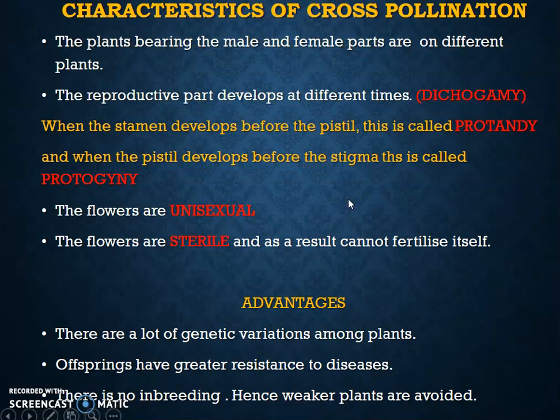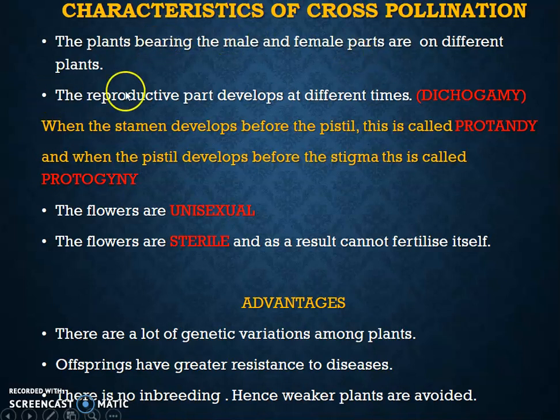Now, characteristics of a cross-pollinated flower. We have 1, the male and the female parts are on different plants, because it has to pick the pollen grain from somewhere to another place. One plant will have the pollen grain, and another plant will have the stigma. So those plants normally have the male and the female parts separate.